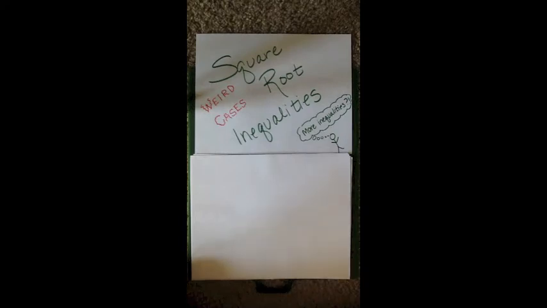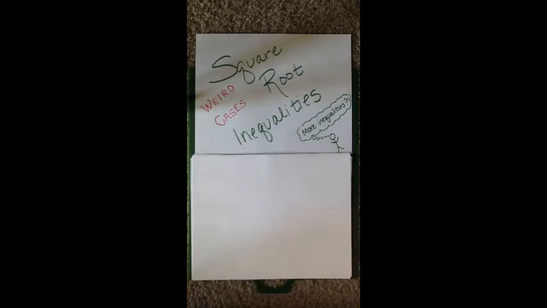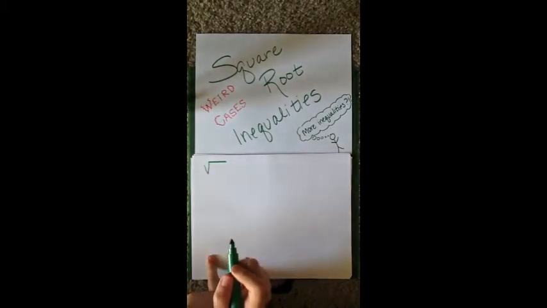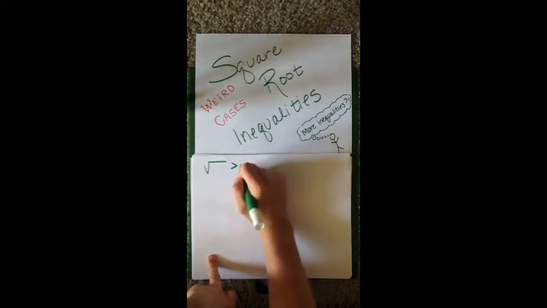Time to look at some weird cases with square root inequalities. The weird cases come with negative numbers. So if you have a square root that's greater than a negative number or a square root that's less than a negative number, that's where the strange cases are. So let's start with if you have a square root that is greater than a negative number.